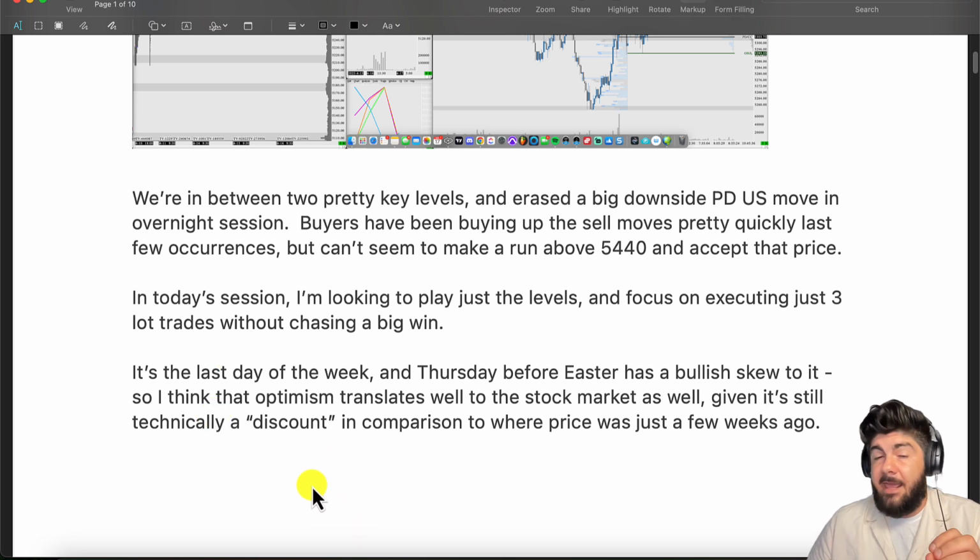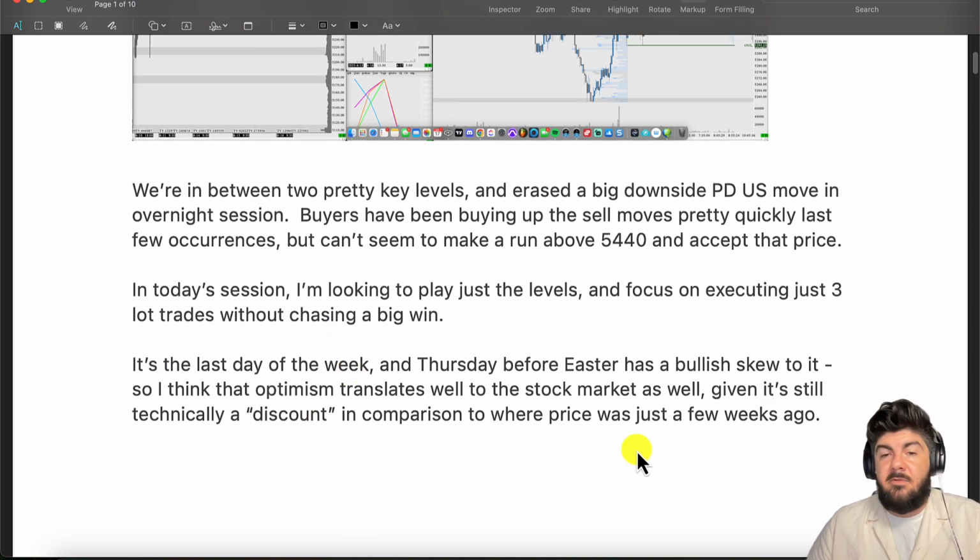It was also a Friday. And it being a Friday, I reduced my trading size a lot, enough to just participate in the session and not get rusty. But I'm not looking for these big outsized wins on Fridays. All right, and the last day of the week and Thursday before Easter has a bullish skew to it. So I think the optimism translates well to stock market, given it's still technically a discount in comparison to where price was just a few weeks ago.